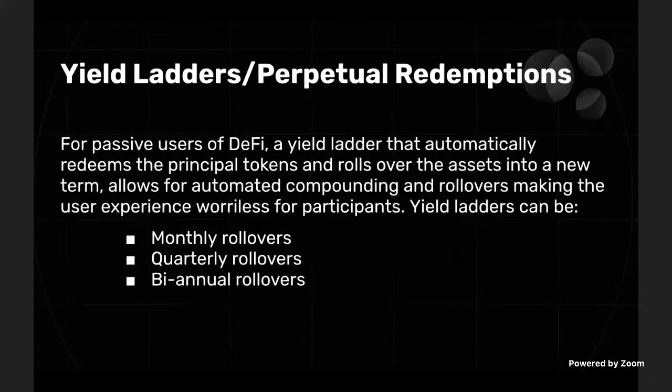In terms of the yield ladders and perpetual redemptions, so for passive DeFi users, a yield ladder that automatically redeems principal tokens and rolls them over into a new term, essentially allowing for automating of compounding, making the overall experience more worryless for participants and easier for the passive income user who doesn't necessarily want to check a platform every couple of days to just check up on their assets. So these yield ladders could range from monthly rollovers, quarterly rollovers, or biannual ones, depending on the current available terms within the Element platform.